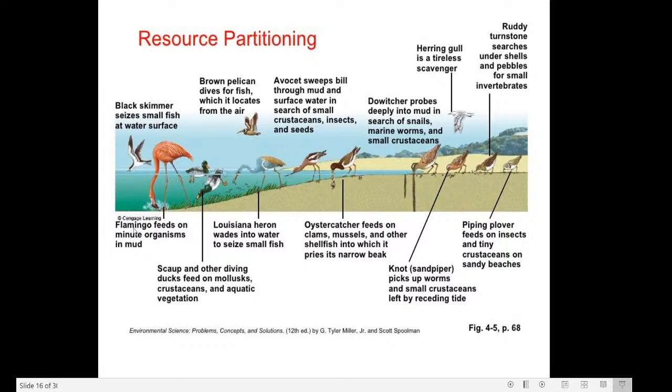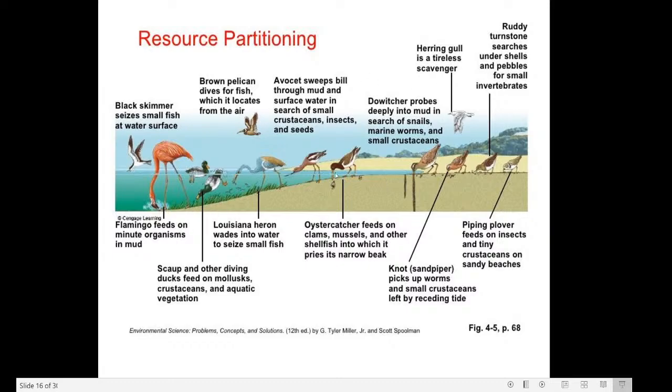Another thing is the flamingo feeds on the minute organisms in the mud. It puts its head down into the mud to take its food. The black skimmer takes surface food. The flamingo feeds on the mud, where the food is present in the mud of the headstream low.